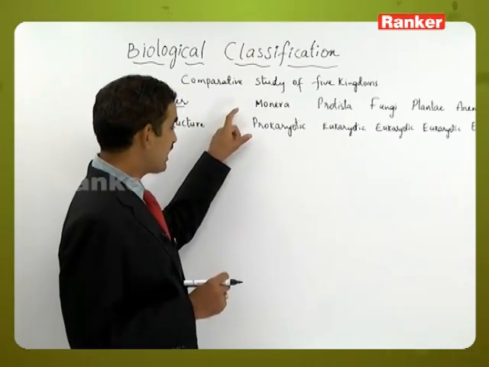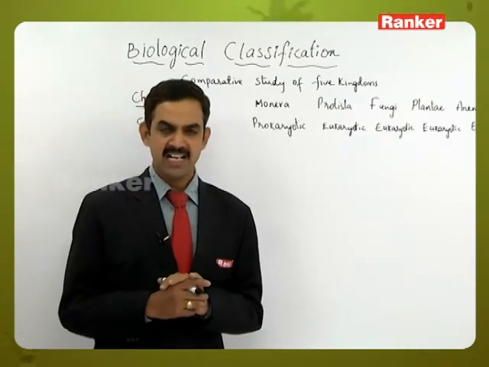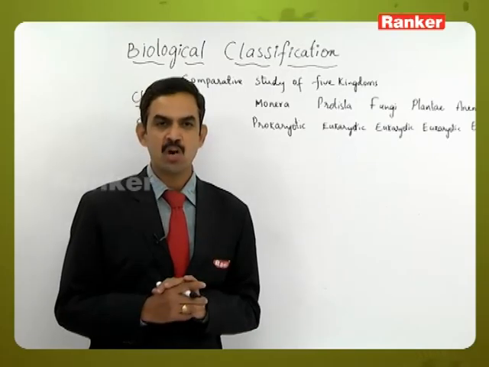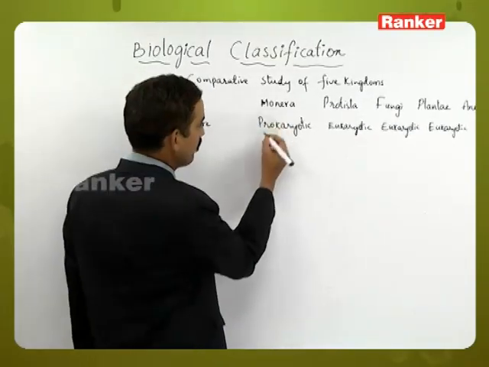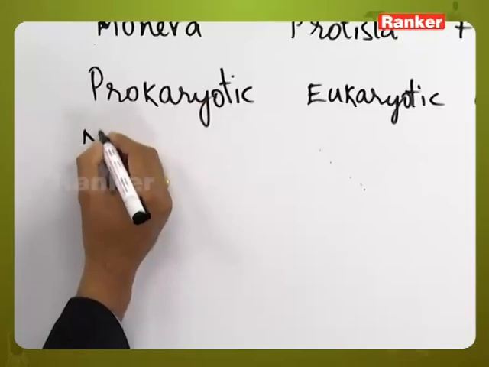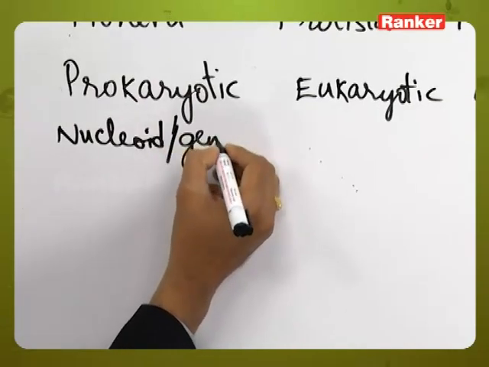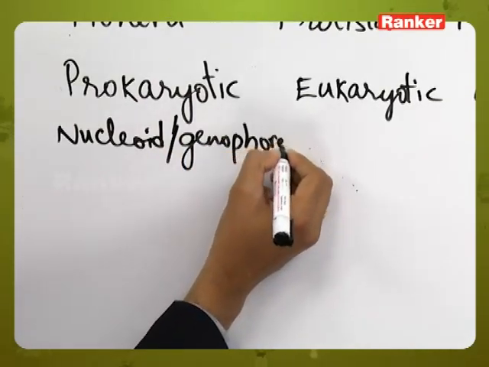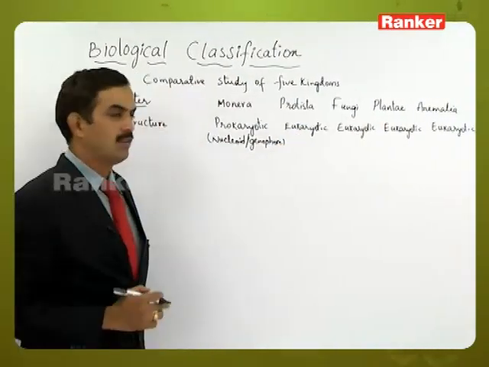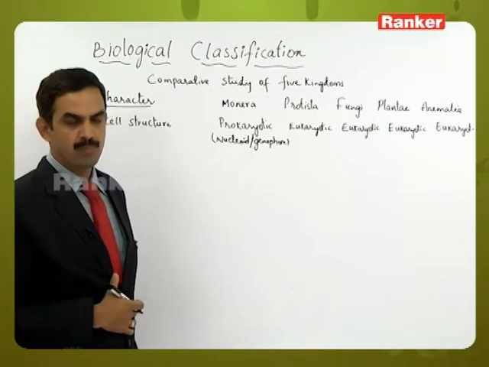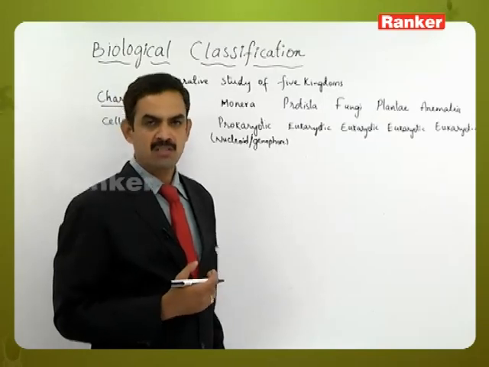And the nucleus is represented in the form of naked circular double stranded DNA. Generally we call it a nucleoid or genophore. So here in Monera the nucleus is called nucleoid or genophore. Whereas in all others the membrane bound nucleus is present along with the nucleoplasm, nucleolus and the chromatin material.